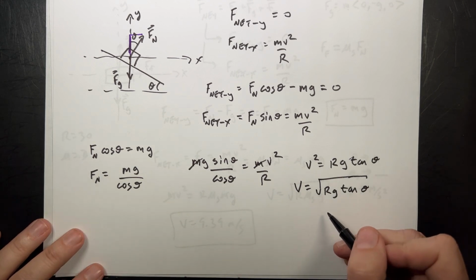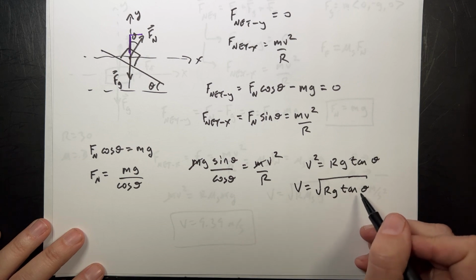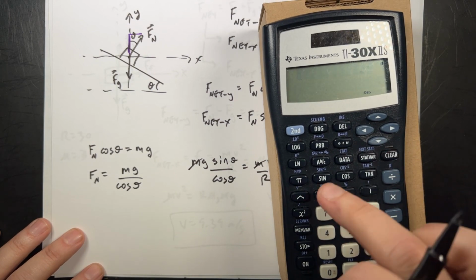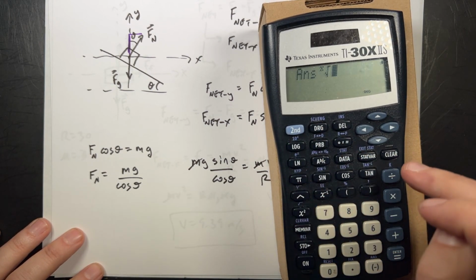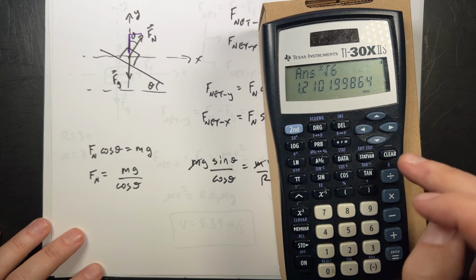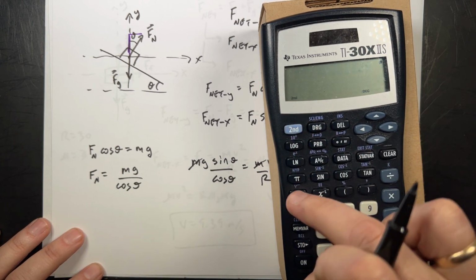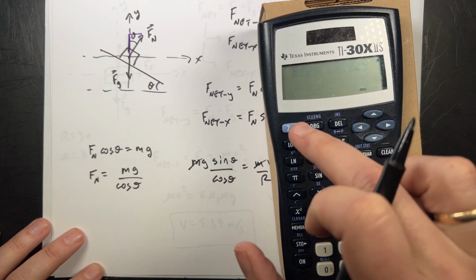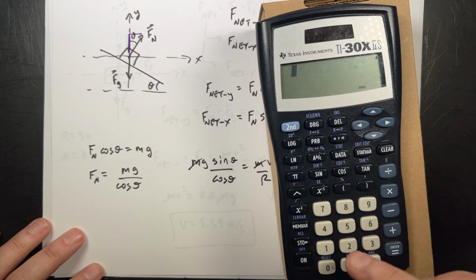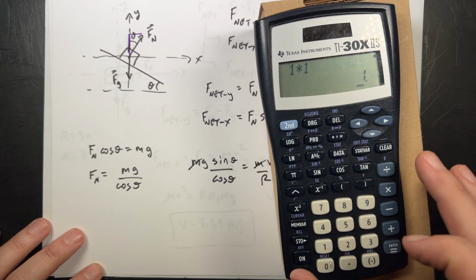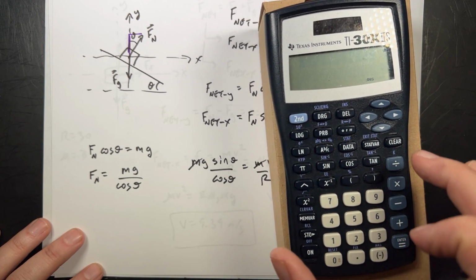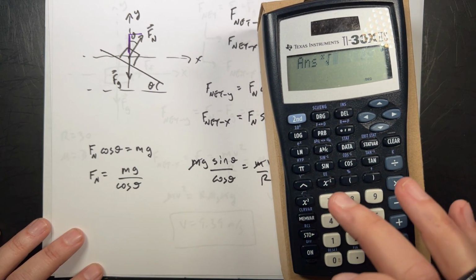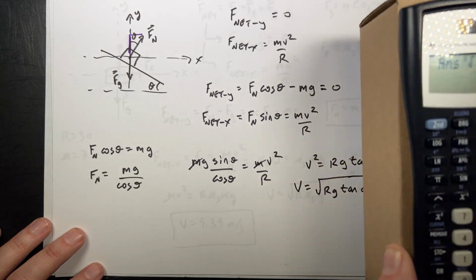So let's go ahead and put our numbers in. I'm going to use theta is 10 degrees, and let's calculate this. It's going to be the square root of rg tangent theta.